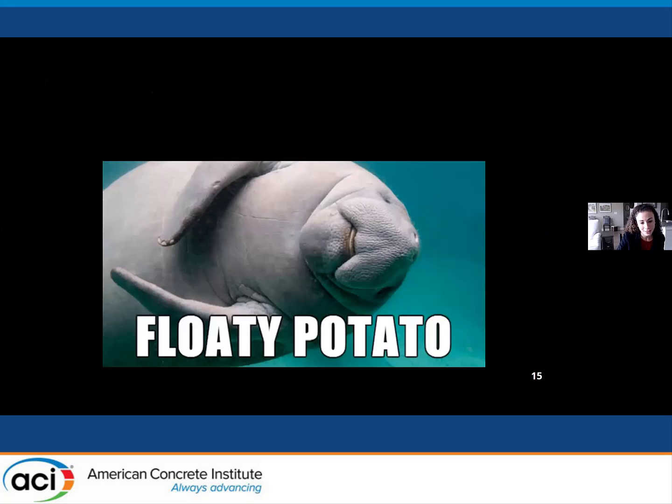I talked about a lot of heavy stuff, and just to take a moment for a little bit of nonsense. I don't know if anyone else has ever noticed that manatees look like floating potatoes.